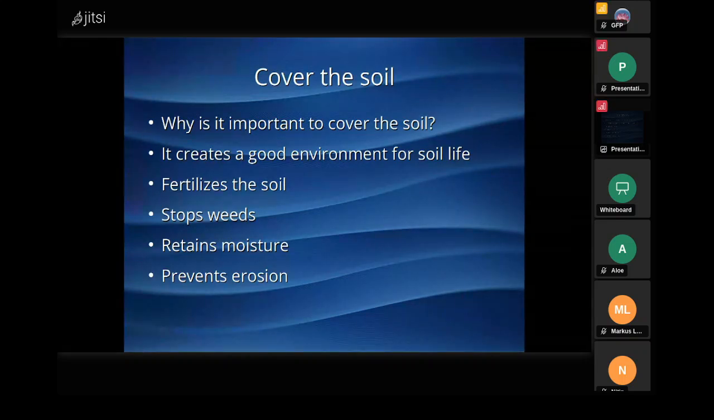Protection from weeds in the first few years. So all of this is correct management.